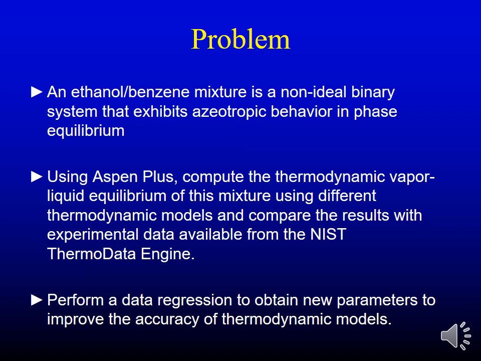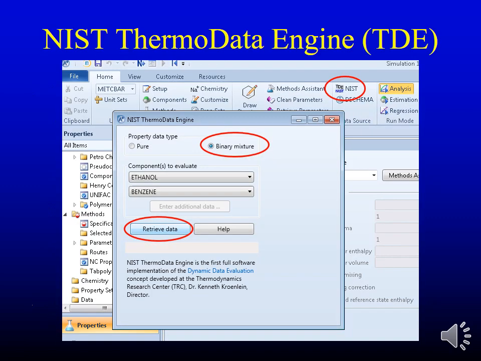So let's say we have an ethanol benzene mixture. It's non-ideal and it exhibits an azeotrope. So any mixture that has an azeotrope cannot be modeled with ideal vapor-liquid equilibrium behavior. So we want to compute VLE for this mixture using different thermodynamic models, compare the results with experimental data available from the NIST Thermo data engine, and we're going to perform data regression to get new parameters for a different model. So first of all, the NIST Thermo data engine.